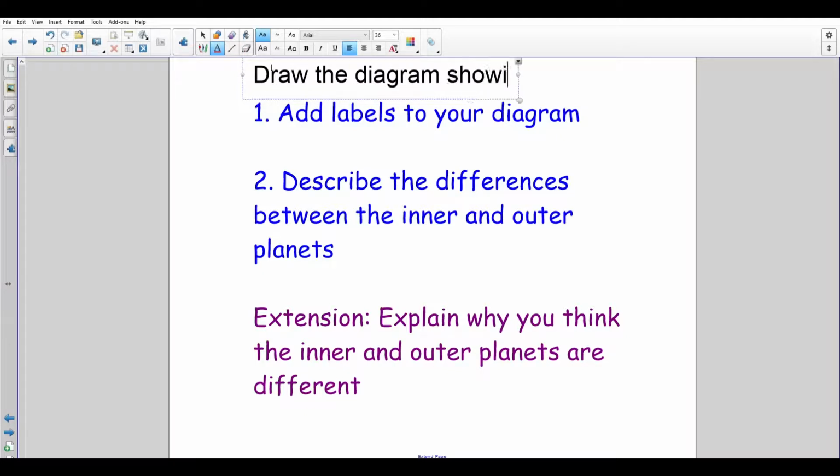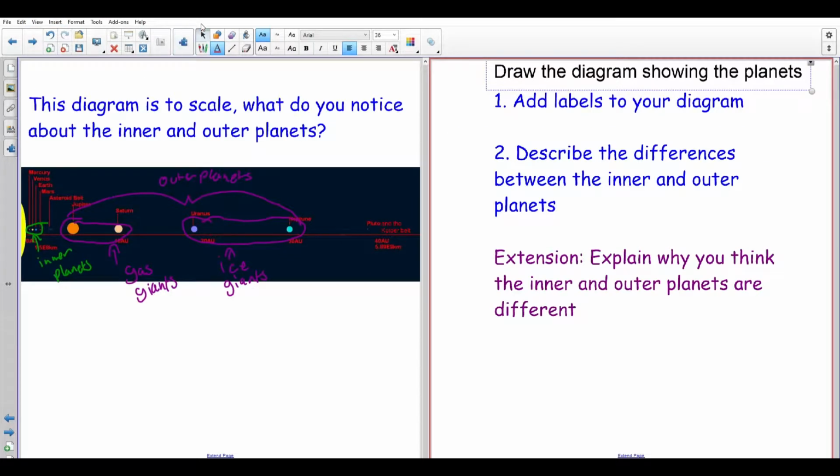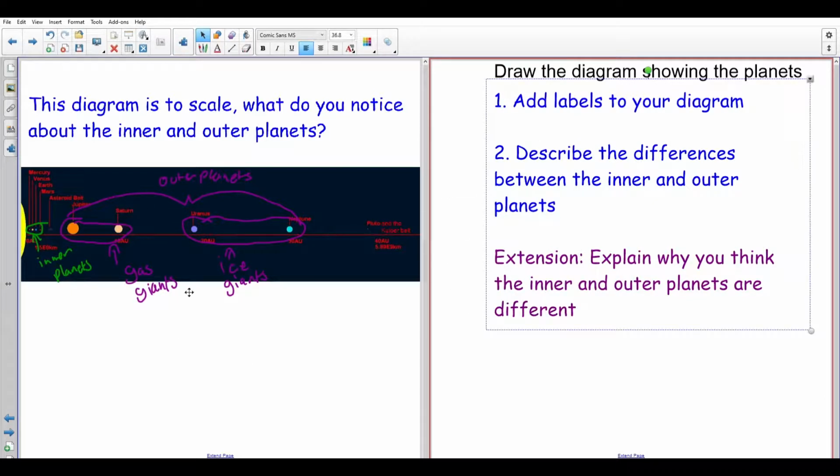Showing the planets. So I'll put that up at the same time for you, so you can see this and the questions. So I'd like to draw the diagram of the planets and label everything that we've got on there, including obviously all the planets. So label things like the ice giants, the gas giants, the inner planets, and then I'd like to describe the differences between them.